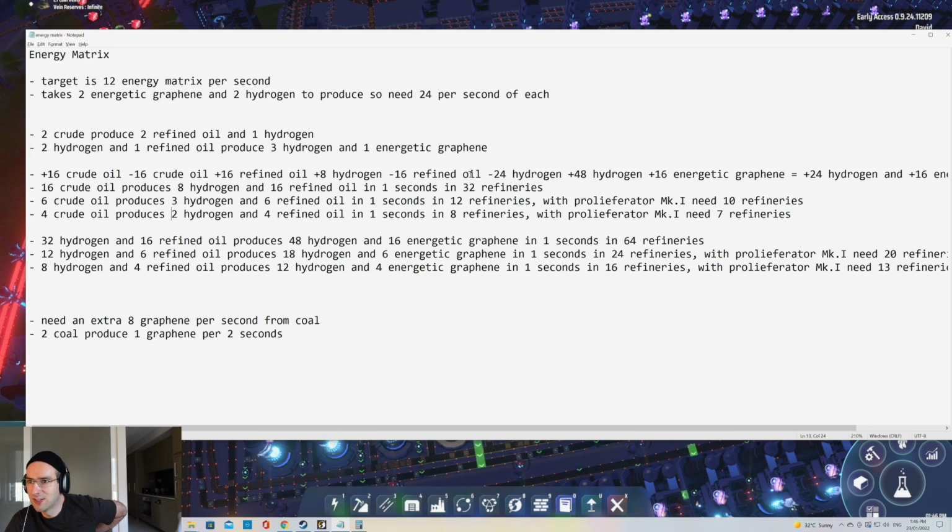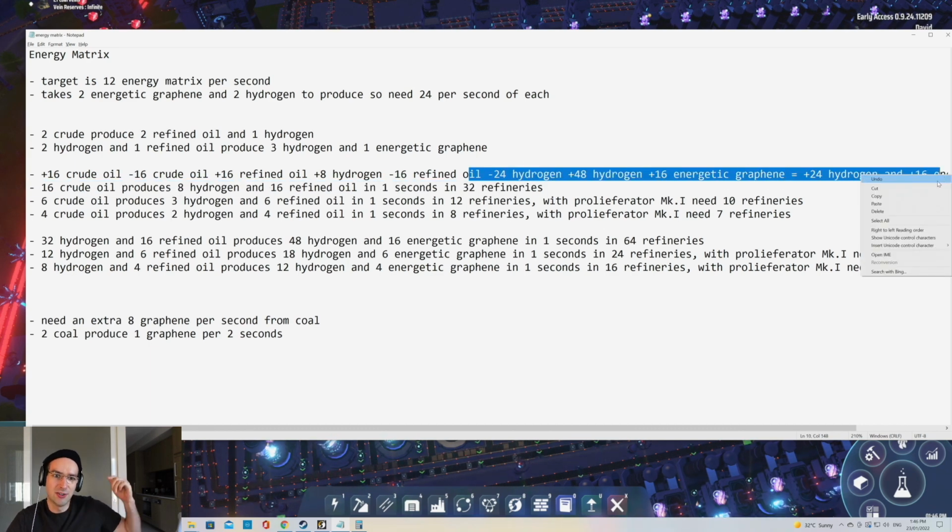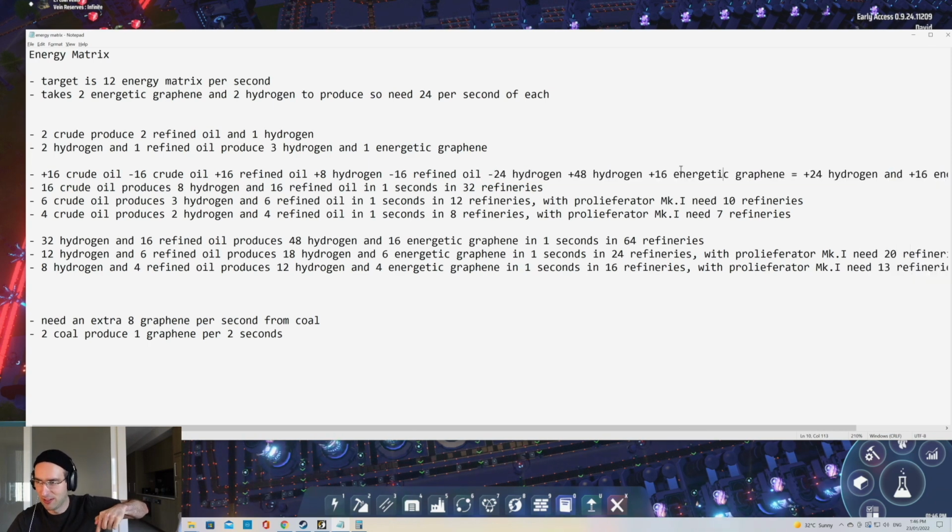So based on this chain that we had at the top, which you'll be able to find in the description, all of these facts that I put down will be there in the description. So you actually need 64 refineries. And they're going to be consuming 32 hydrogen and 16 refined oil to produce 48 hydrogen and 16 energetic graphene. And then again, we have the same problem where we can only do 6 per second. So that's why, instead of doing lines of 64, we're doing lines of 24.